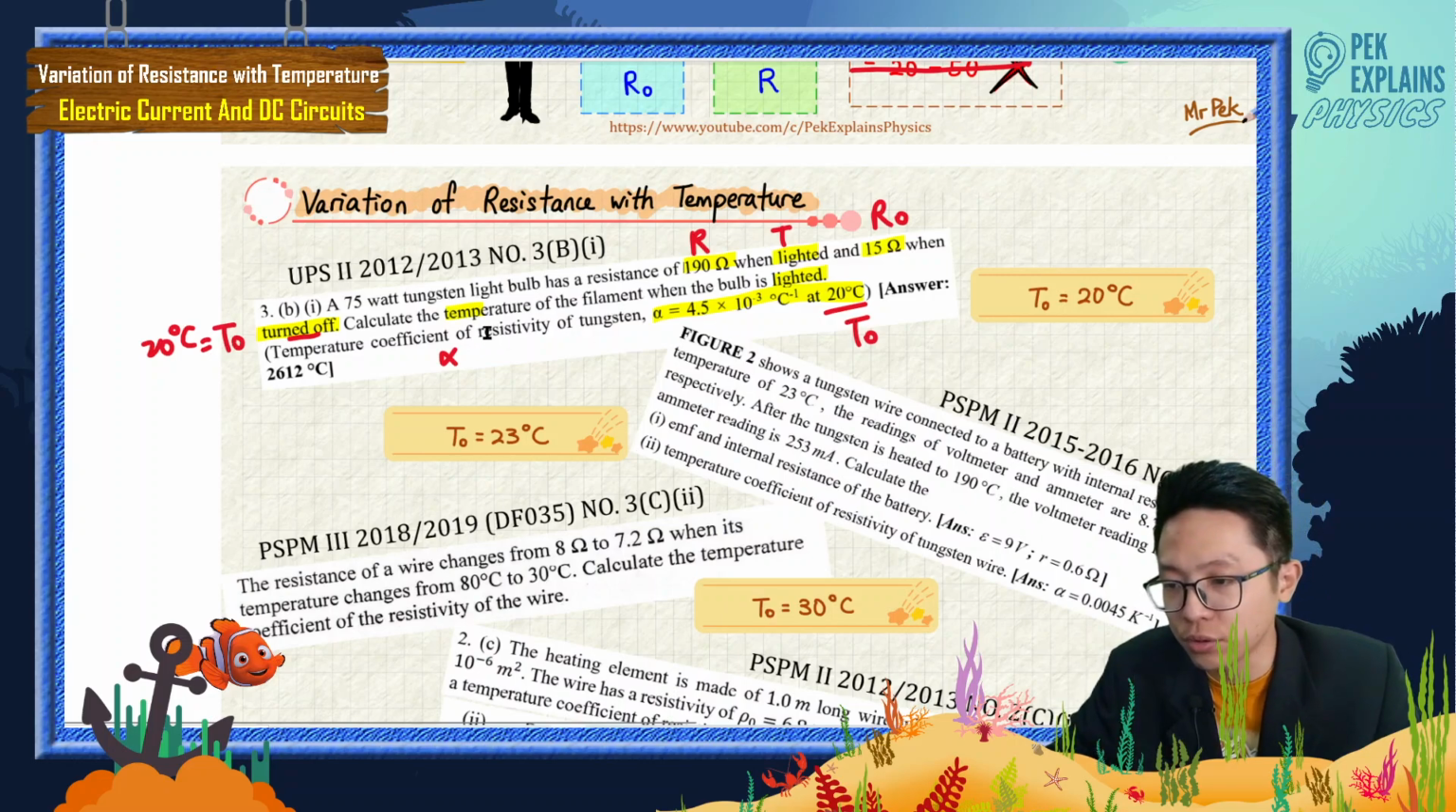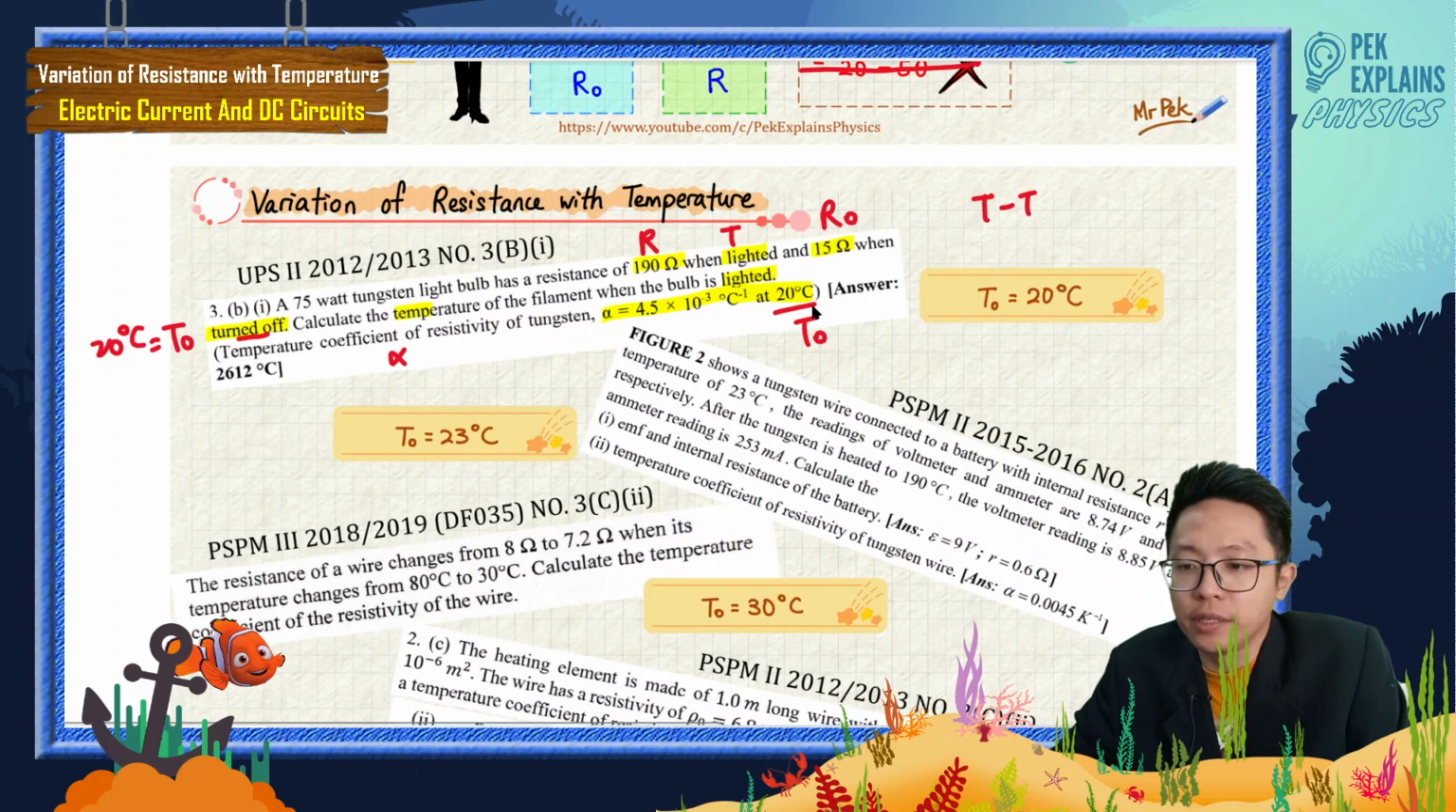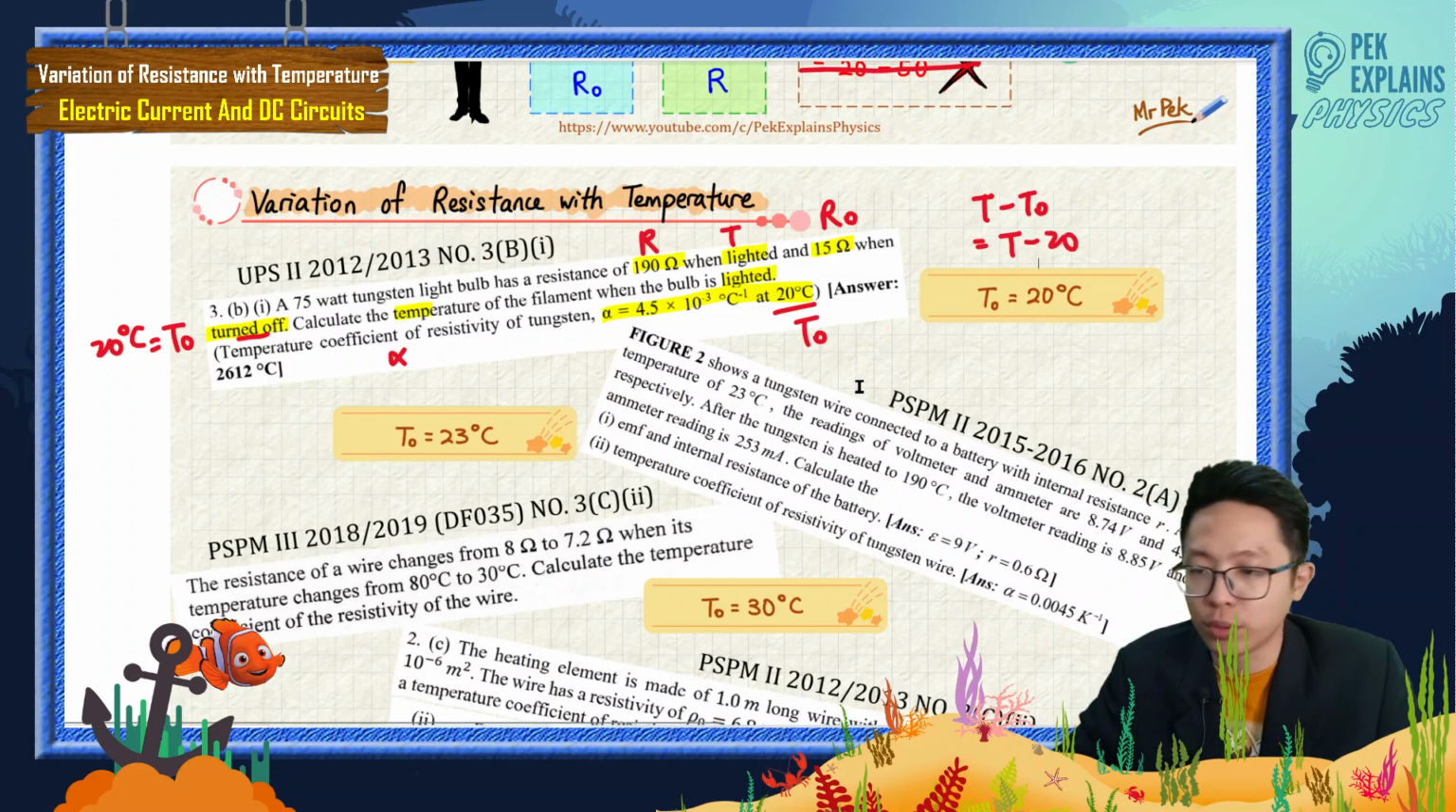You see, he asks you to find the temperature when lighted. That means he asks you to find this temperature. So how are we going to do this question? How do we subtract? T minus T naught. We write T minus 20 degrees Celsius. Our T naught must be 20. You cannot use 20 minus T.